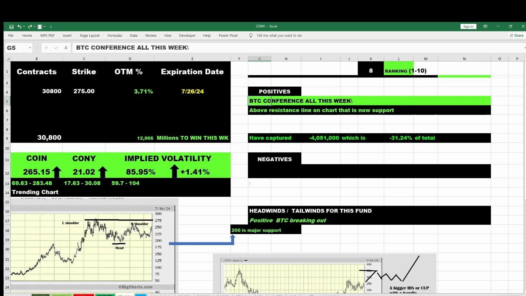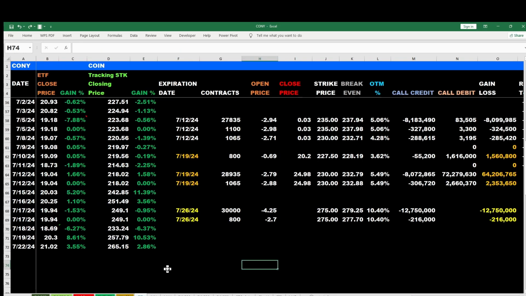All right, people, I've got two videos I'm going to do together here. I'm going to do CONY and MSTY, MSTR. Excuse me. So both of them did not have trades. The other difference is they both look pretty good, actually, to capitalize.